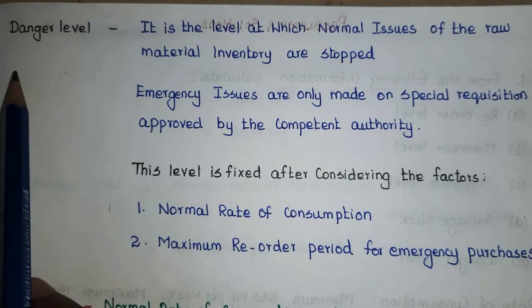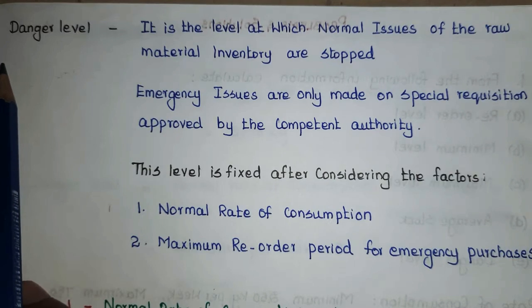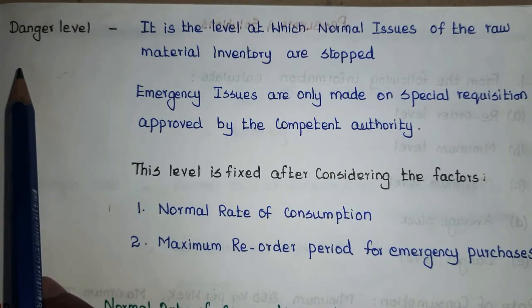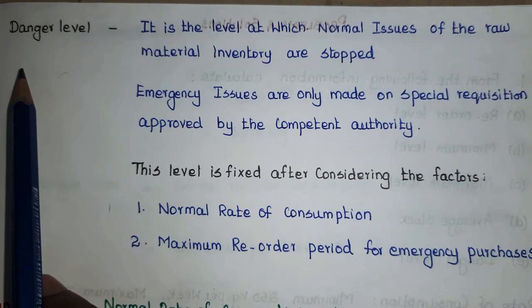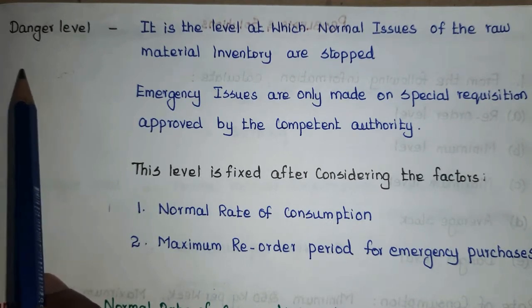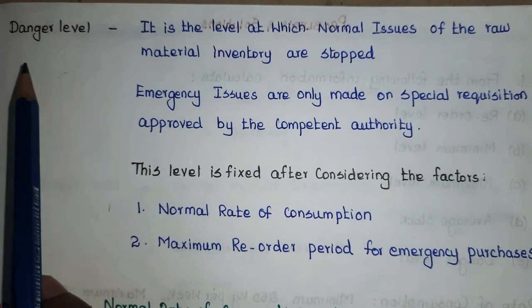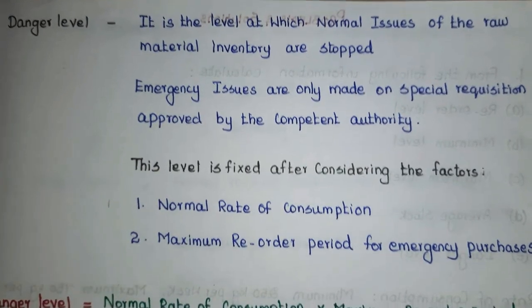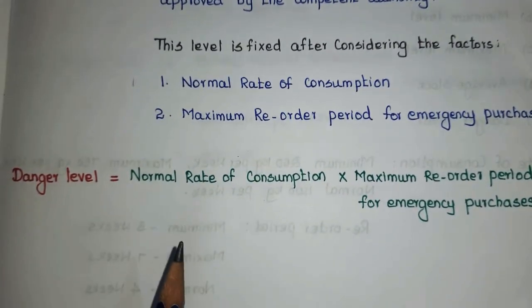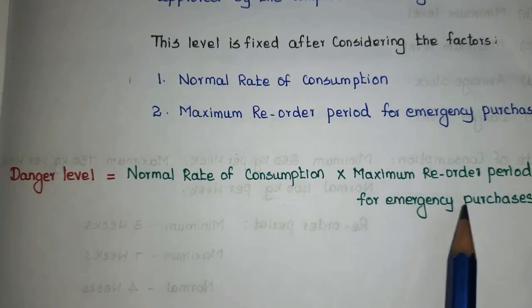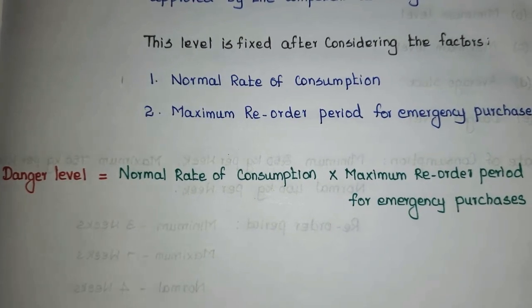When the stock reaches the danger level, it is indicative that if no emergency steps are taken to restock the material, the stores will be completely exhausted and normal production will stop. Generally, the danger level of stock is fixed above the minimum level but below the reordering level. The formula for danger level is normal rate of consumption into maximum reorder period for emergency purchases.